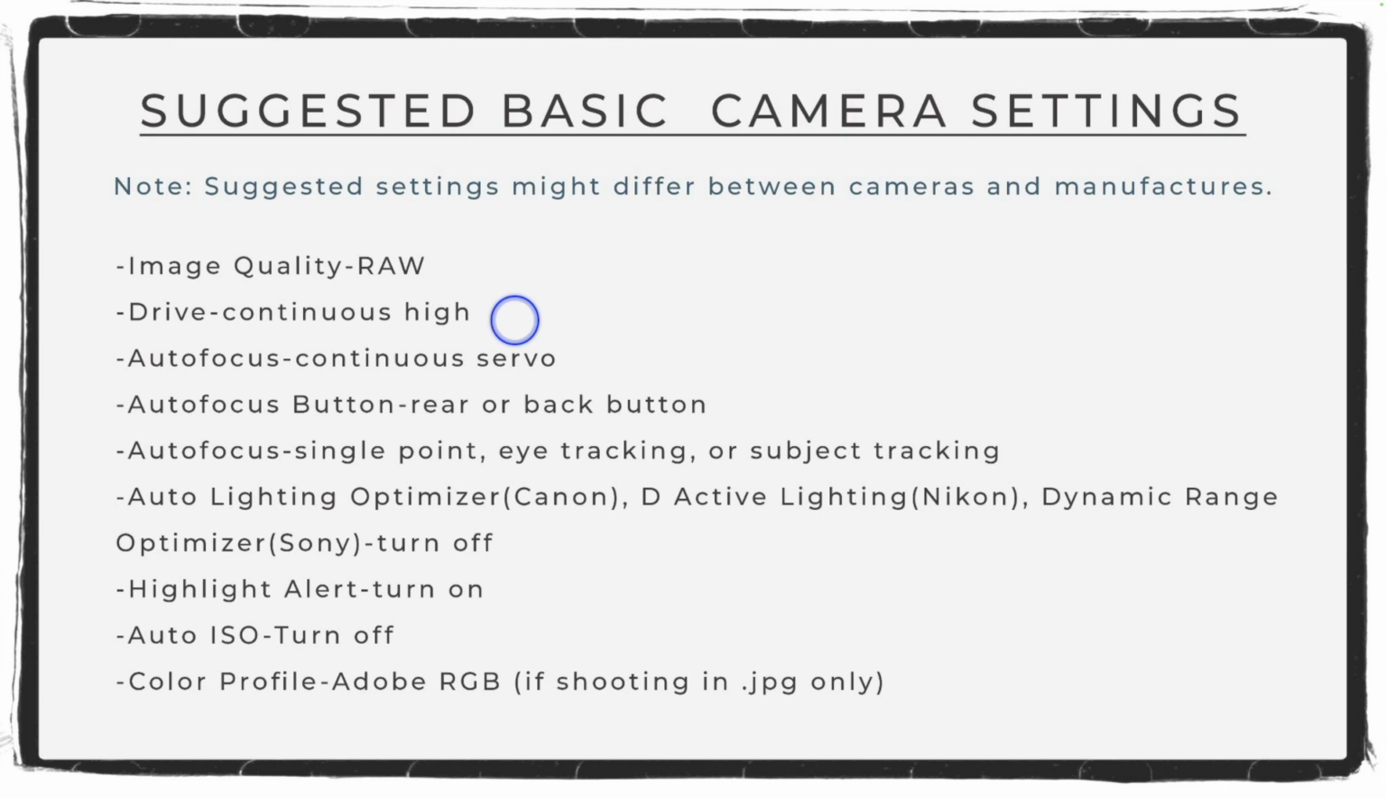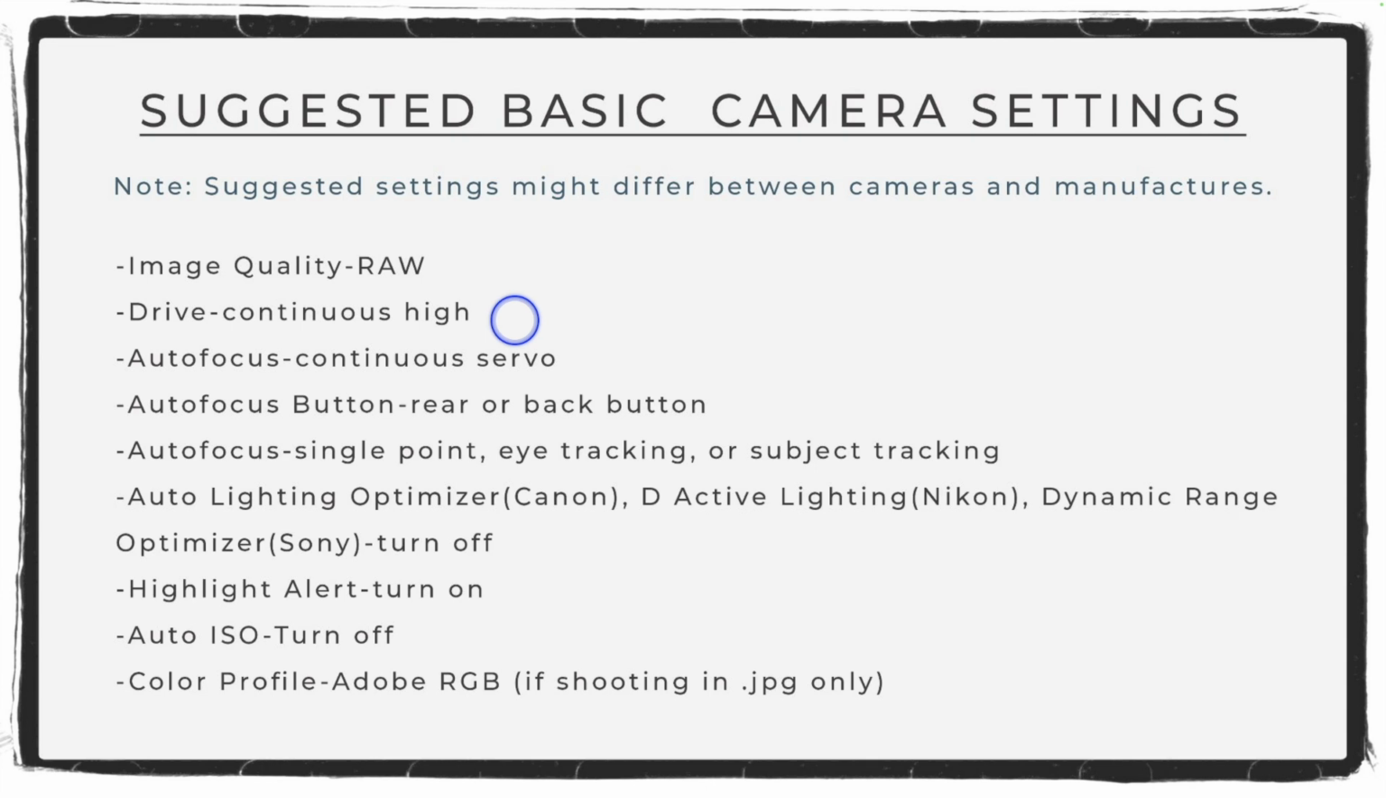Auto lighting optimizer on Canon, active D-lighting on Nikon, and dynamic range optimizer on Sony, turn it off. Basically, it tries to auto-tone your image for you. We don't want that. We want to have control.